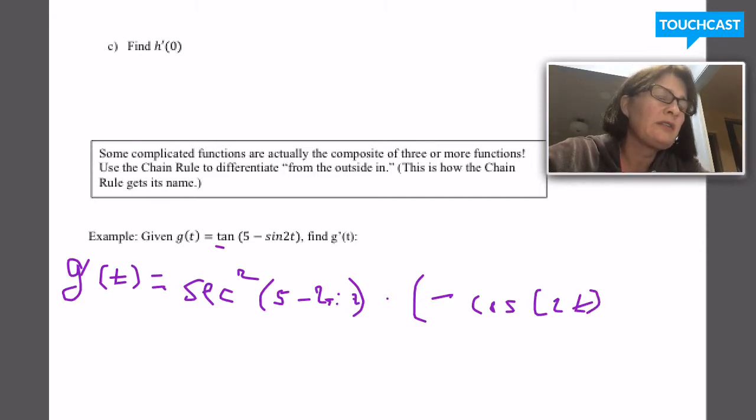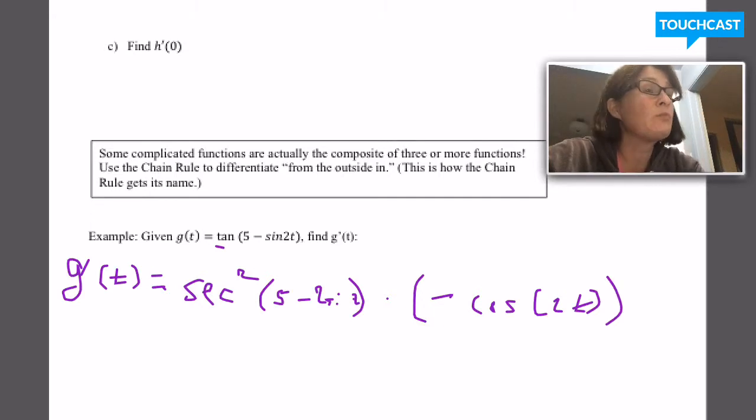That was the derivative of sine with the inside still the same. So the derivative of sine is cosine. The 2t stays the same. And now I need to multiply by the derivative of the inside. In this case, the inside was 2t. The derivative of 2t is 2. If this were the free response section, feel free to leave your answer like that. Notice we do need parentheses around the negative cosine of 2t, so it doesn't look like I'm subtracting cosine of 2t.